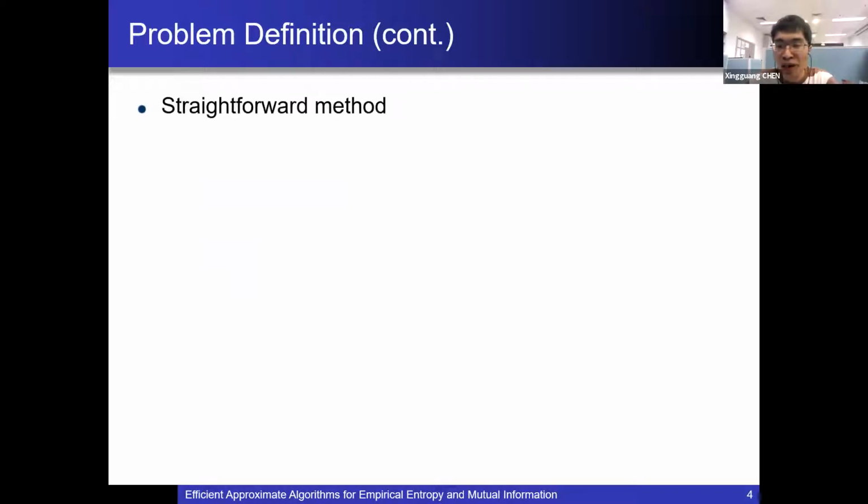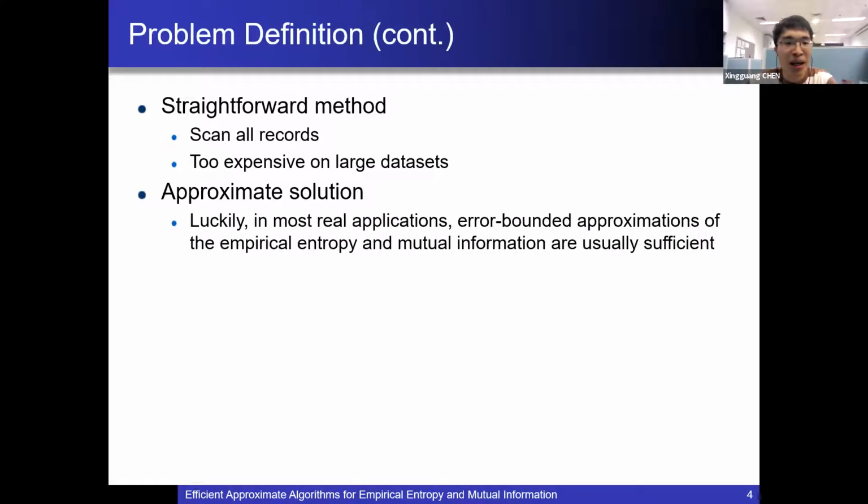A straightforward method is to derive the exact score by scanning all records, which is too expensive on large datasets. Luckily, in most real applications, such as feature selection, error-bounded approximations of the empirical entropy and mutual information are usually sufficient.